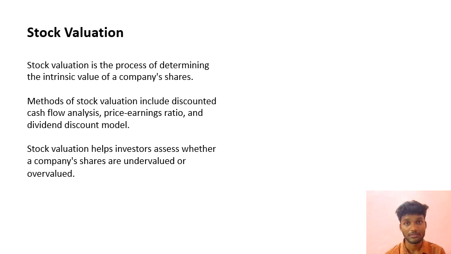Now let's discuss stock valuation. Stock valuation is the process of determining the intrinsic value of a company's shares. Methods of stock valuation include discounted cash flow analysis, price earning ratios, and the dividend discount model. Stock valuation helps investors identify whether shares are undervalued or overvalued.